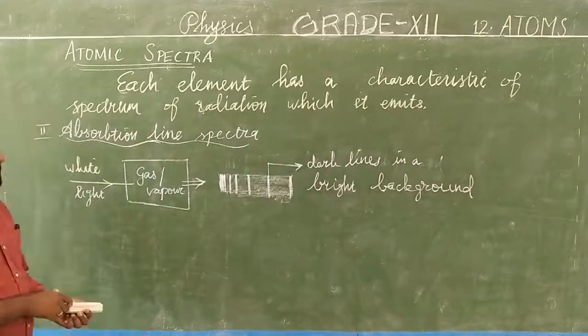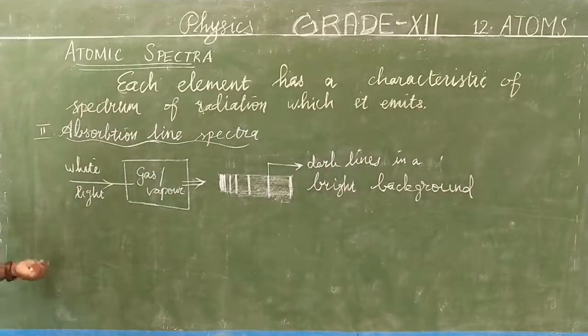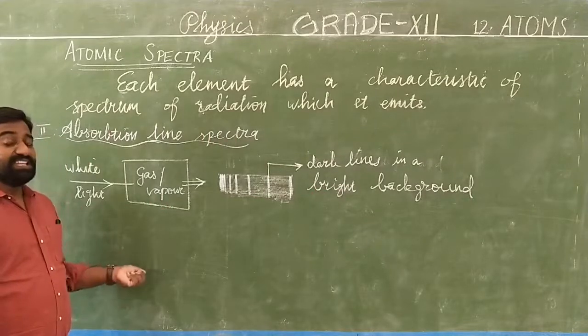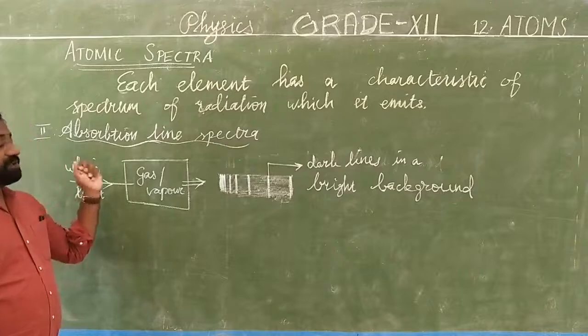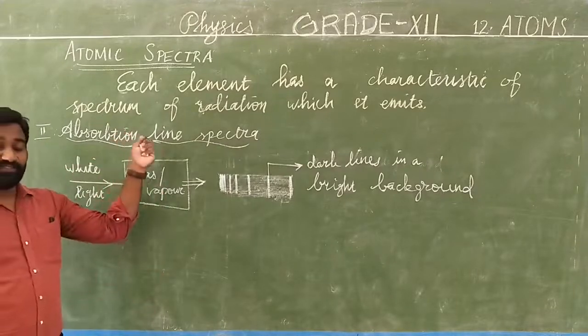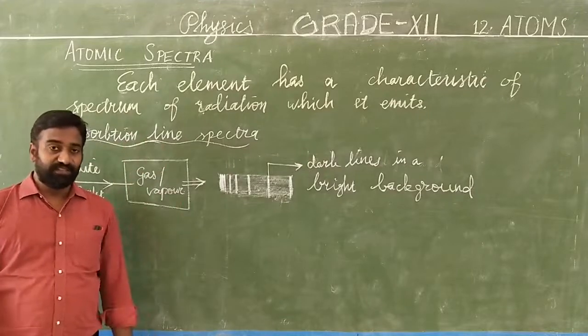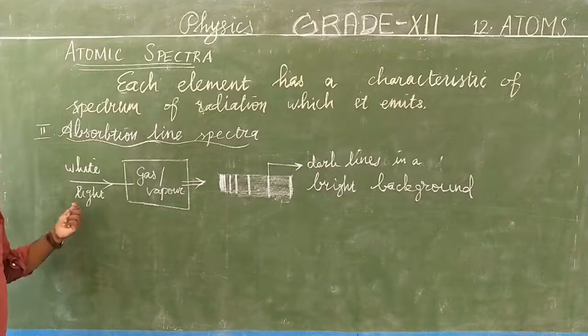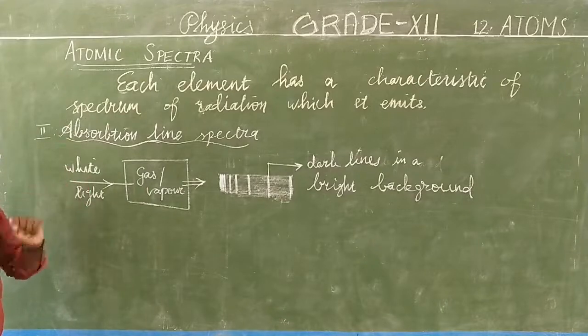Okay, I repeat once again. Atomic spectra: we have many elements, and each element has a characteristic property of the spectrum of radiations which they emit. So it has certain frequencies or certain wavelengths. The spectrum has two types: one is the emission line spectra, another one is the absorption line spectra.